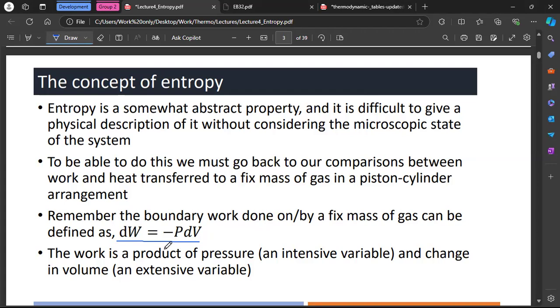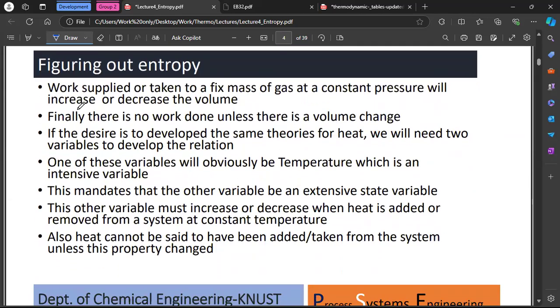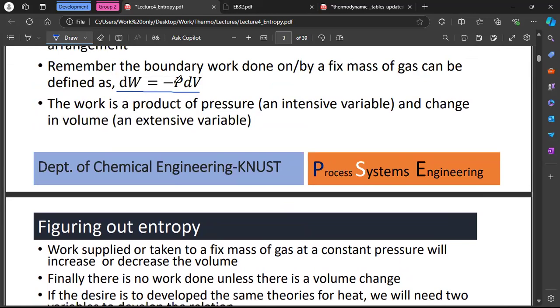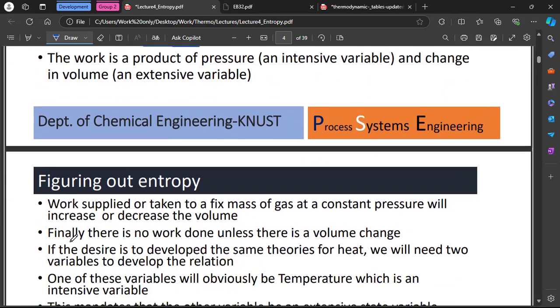Realize that for work to actually be done, volume actually has to change. So we want to do the same thing with heat now. What we are saying is that work applied to or taken from a fixed mass of gas at a constant pressure will increase or decrease the volume. That's what we are trying to say from here: that for work to change, when we are keeping pressure constant, volume should have changed, right? There is no work done unless there is a volume change.